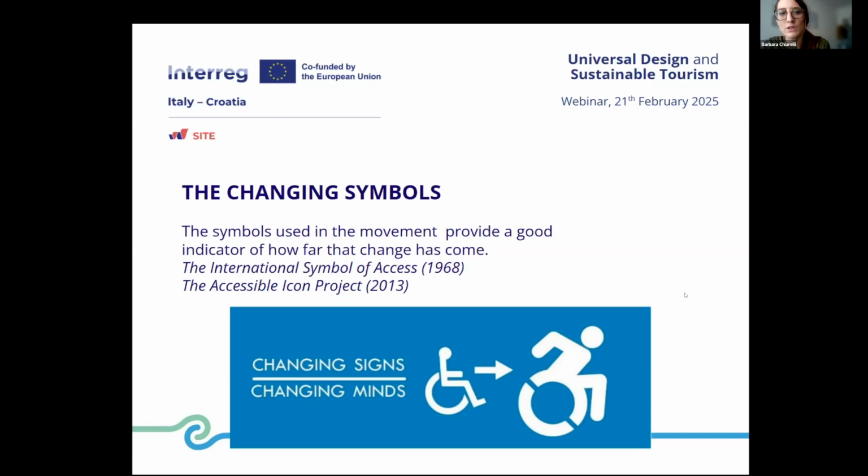This new symbol, whose name is the Accessible Icon Project, has four strong points. The first, the head is placed forward to indicate the person's movement, so it is the person who controls his mobility, an independent person therefore. The second characteristic is that the arm is bent backwards to indicate the dynamism of a person despite being in a wheelchair. The third characteristic, the cuts on the wheel, give the idea of movement. And the fourth, compared to the old symbol, the legs are visible.